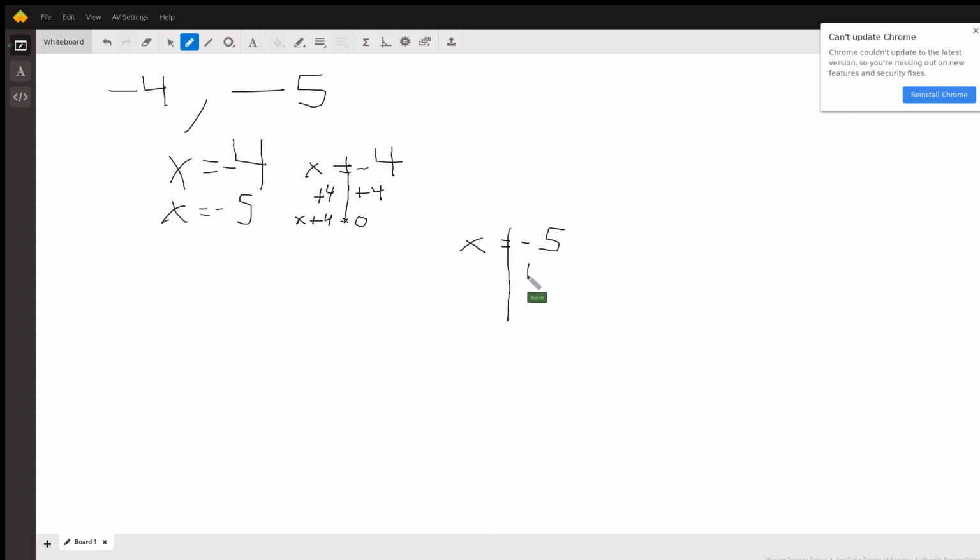So to get this equal to 0, because we want each component of the equation to be equal to 0, you're going to add 5 to each side, and we get that x plus 5 equals 0. The reason why we set it equal to 0 is that when we're writing these equations that have roots, the full equation with the correct roots should equal 0.